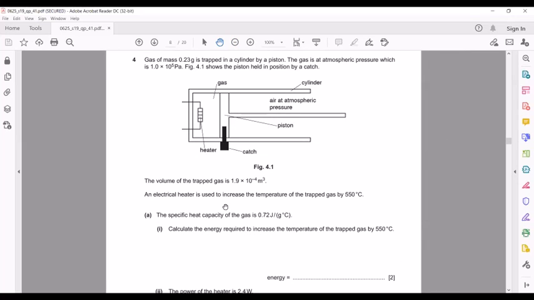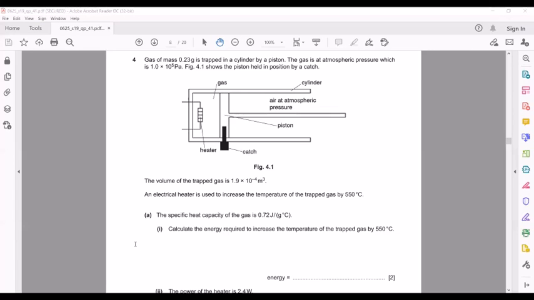An electrical heater is used to increase the temperature of the trapped gas by 550 degrees centigrade. Specific heat capacity is 0.72. Calculate the energy required to increase the temperature of the gas by 550. Specific heat capacity means how much energy is required to increase the temperature of a given mass by 1 degree centigrade. So Q, which is E, is equal to c m delta T, or c is equal to E divided by m delta T.